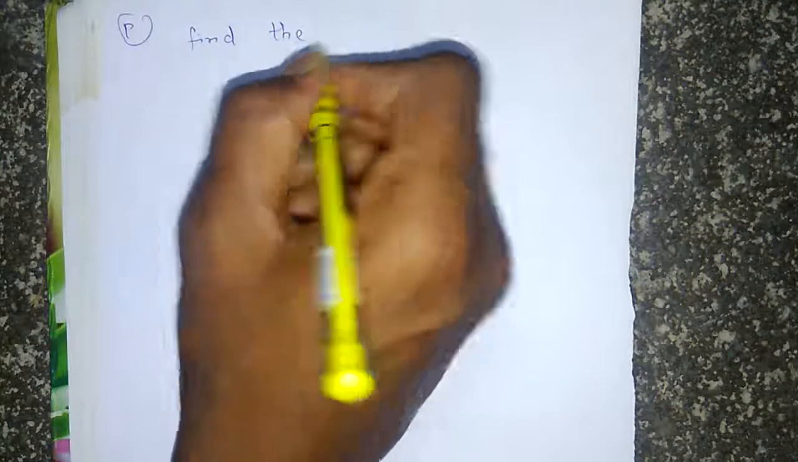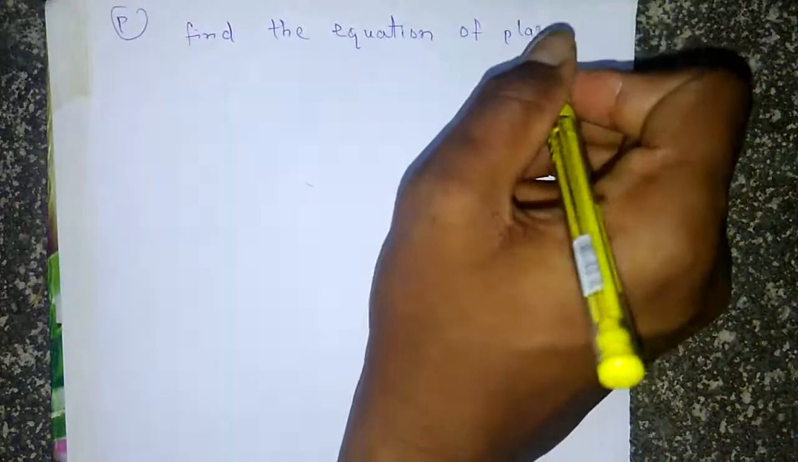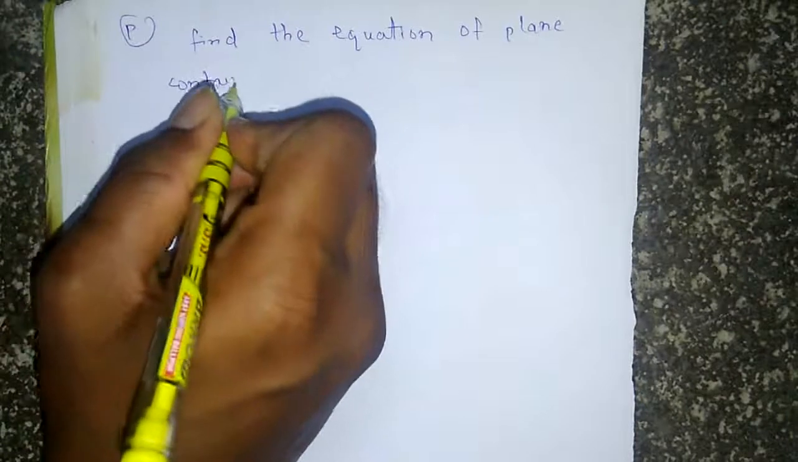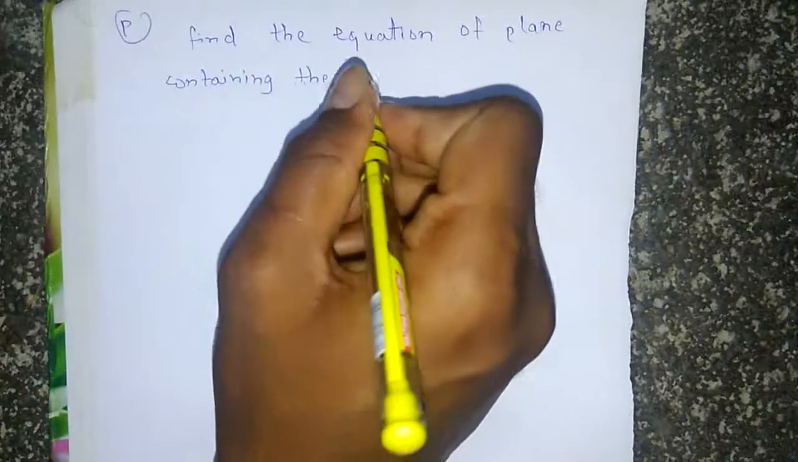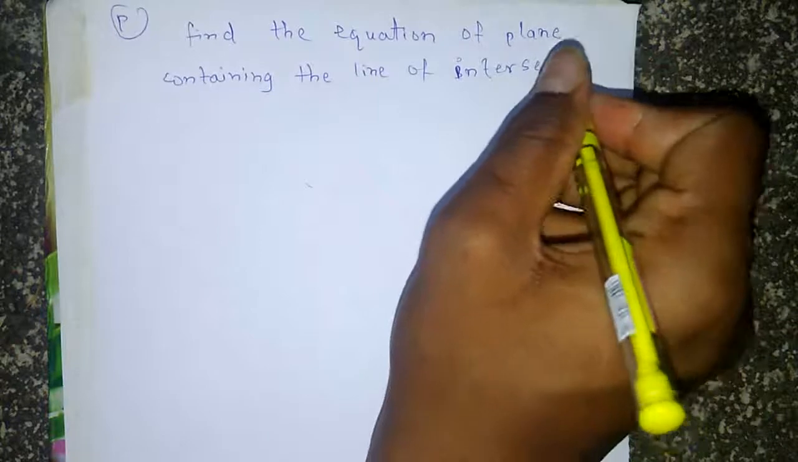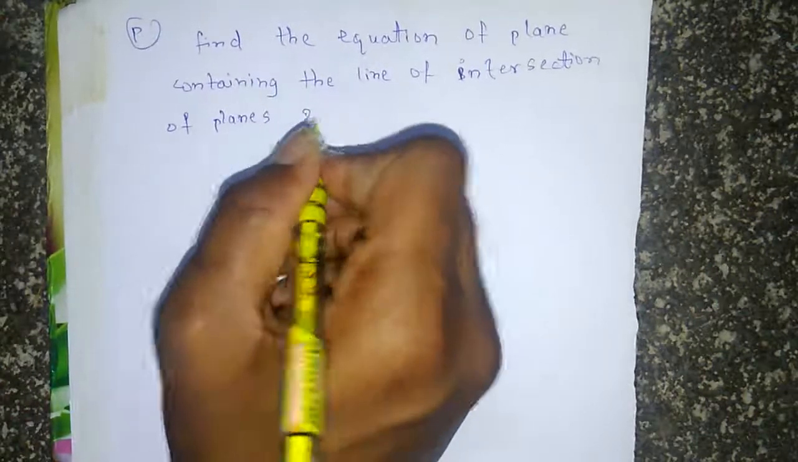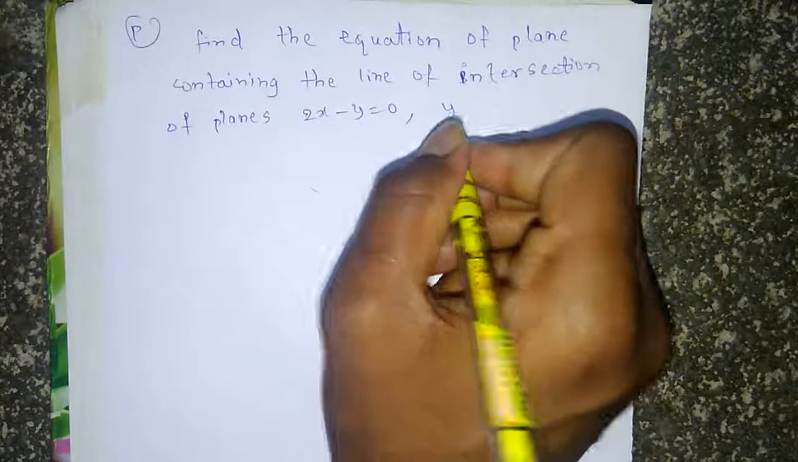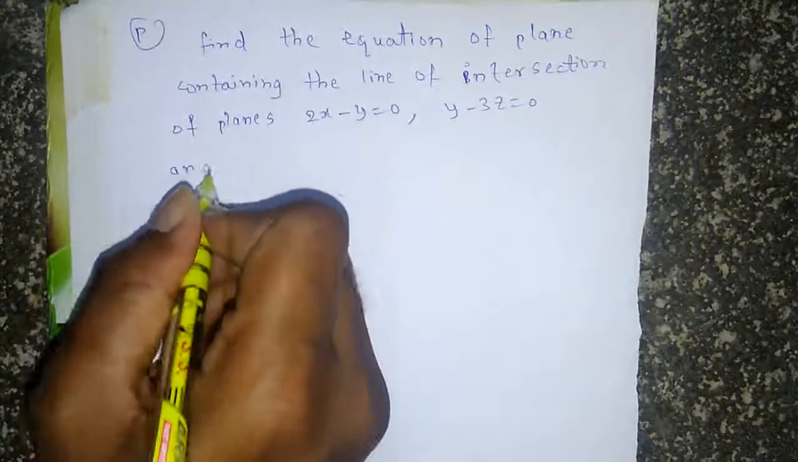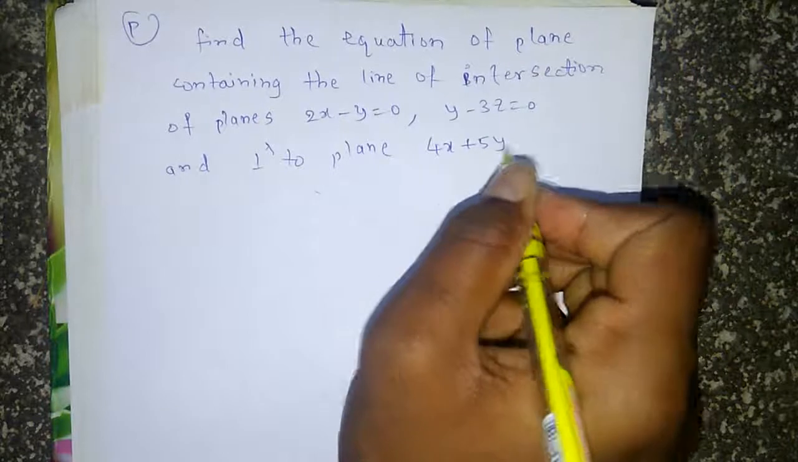So our next problem is find the equation of the plane containing the line of intersection of the planes 2x minus y is equal to 0, y minus 3z is equal to 0, and perpendicular to the plane 4x plus 5y minus 3z minus 8 is equal to 0.